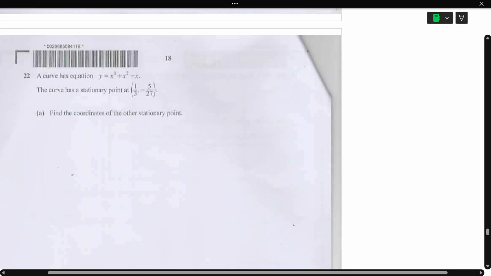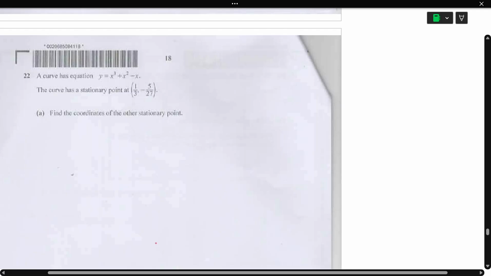Next question. A curve has the equation y equals x cube plus x square minus x. The curve has stationary points at 1 by 3 and minus 5 by 27. Find the coordinates of the other stationary point. So we need dy by dx, the derivative.